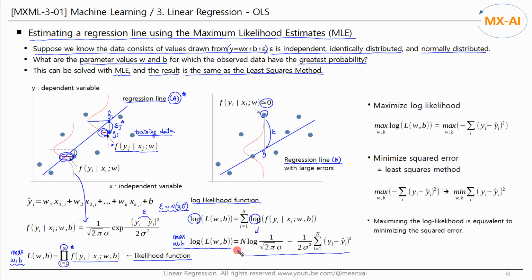Here, the first term is independent of the W and B, so it can be omitted. Then you just need to maximize this part. This is how we use MLE to determine the W and B. If we remove the minus sign here, we can change the max sign to the min sign. This equation then becomes equivalent to the least squares method. In other words, maximizing the log likelihood is equivalent to minimizing the squared error. Therefore, MLE and least squares method give the same results.